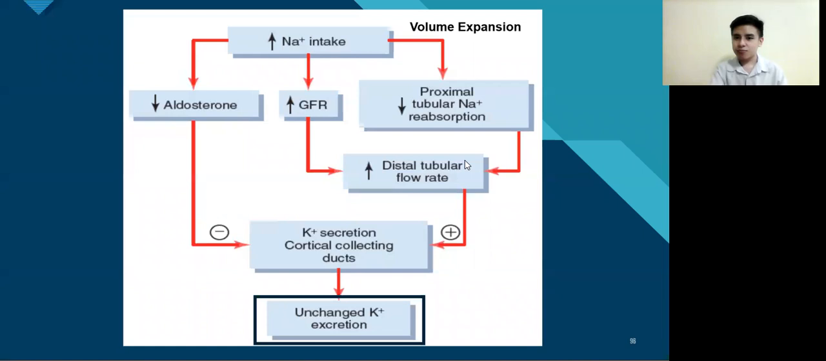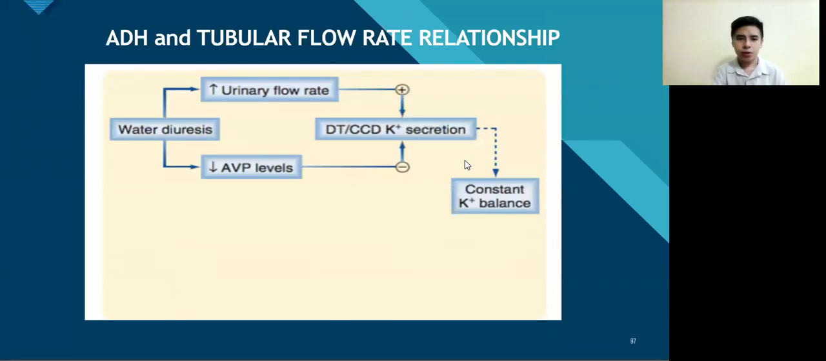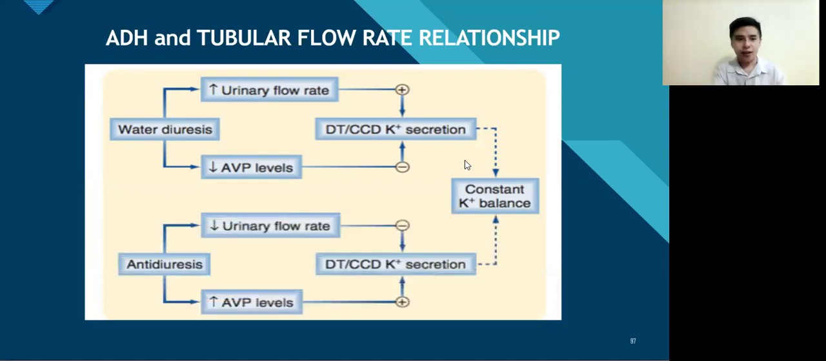And again, why is it that, in a normal individual, the potassium excretion should always be as minimal as possible? Because we don't want excessive potassium secretion or excretion that can lead to abnormal level of potassium. Okay? So, yun siya. So, this tells us the relationship between ADH and tubular flow rate, no? One enhances, one inhibits, overall negligible effect. As you can see here, no? So, overall, there's a constant potassium balance as much as possible, okay?